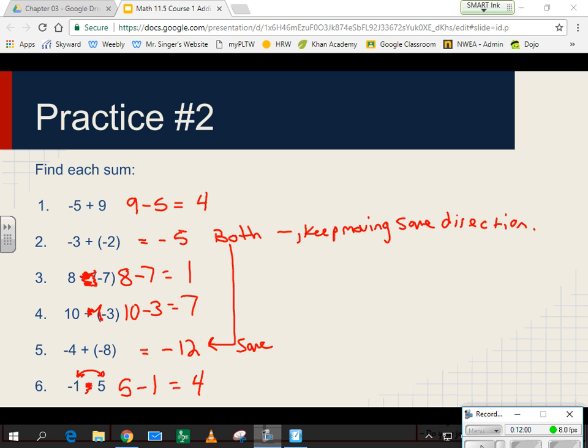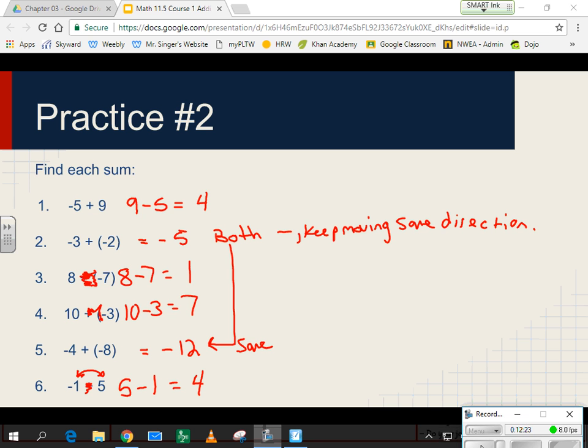And you should have gotten 4, -5, 1, 7, -12, and 4. So for the first one, I just switched the numbers, and by switching them, I just thought of it as a subtraction. Worked pretty well. For number 2 and number 5, they both are the same symbols, so you just keep moving the same direction, which is negative.